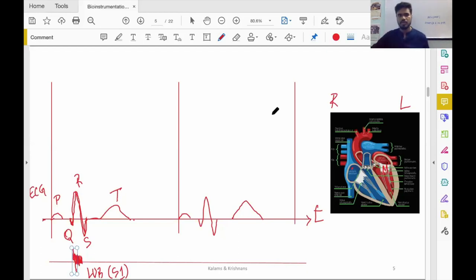So the thing is, the fifth intercostal space somewhere over here is the mitral region and all that. It's not like you will hear the LUB only on this side. LUB by definition is mitral valve closing. Does that make things clear? By definition, the LUB sound of the heart is mitral valve closing.